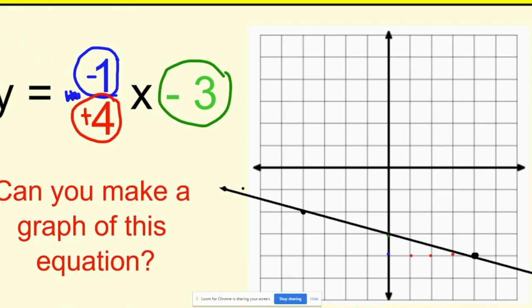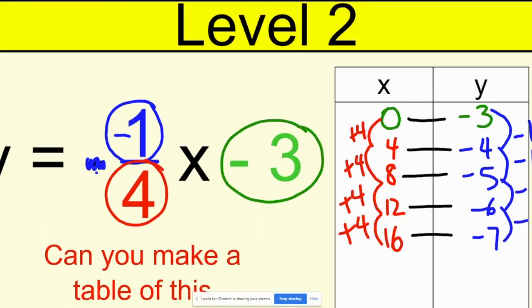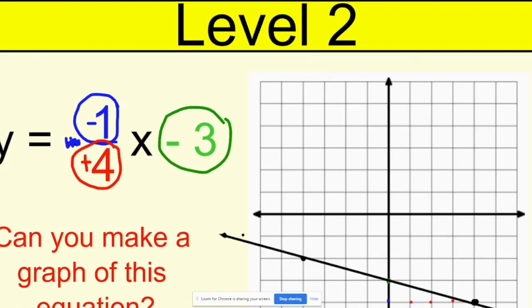So I'm going to go back and pick the ordered pairs that I know will fit on the graph. So I have 0, negative 3, and 4, negative 4. Those are the only two that will fit on my graph. So let's see, I'm going to write them up here. So I have 0, negative 3, and 4, negative 4. Let's just check and see if they are on the graph.